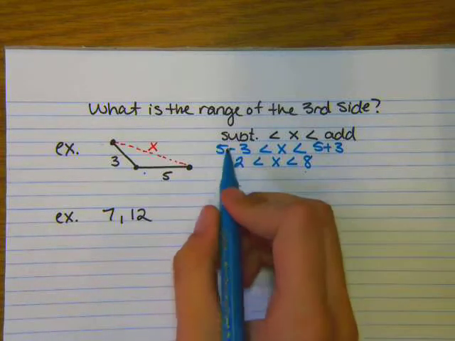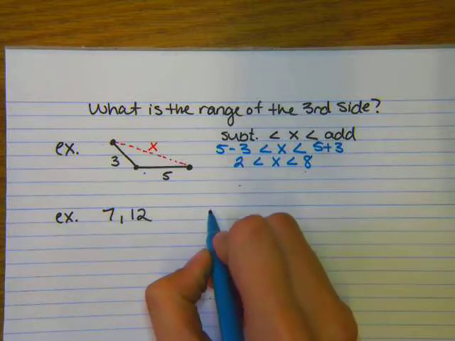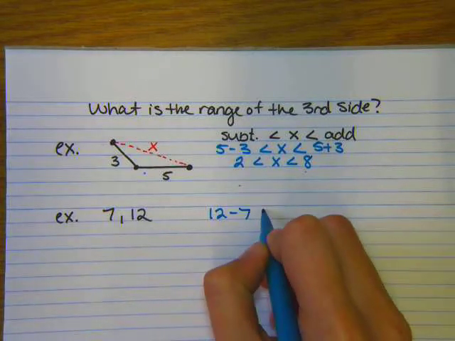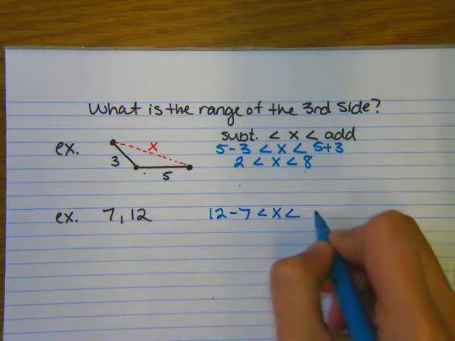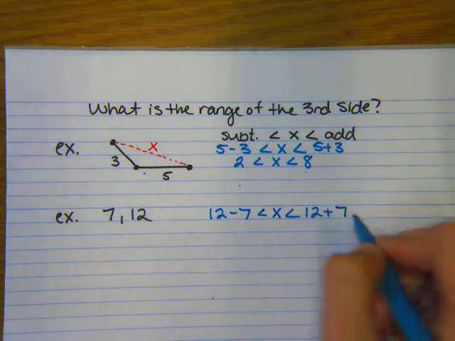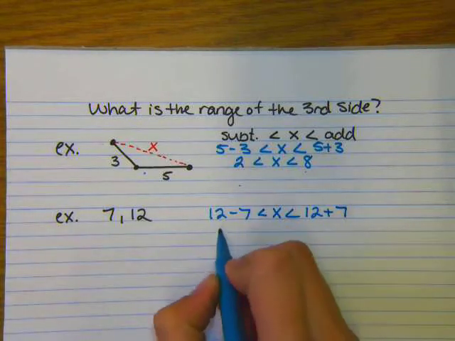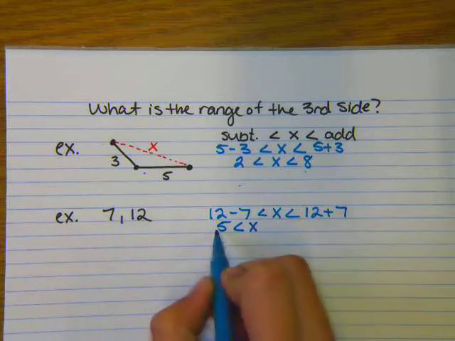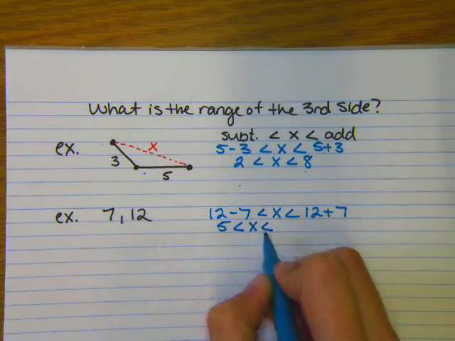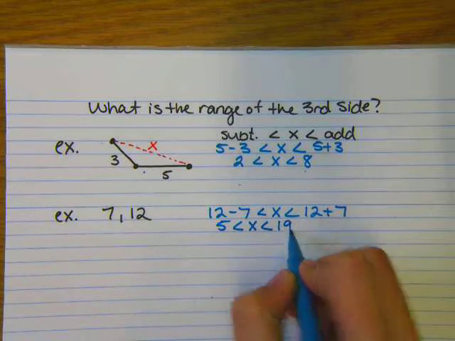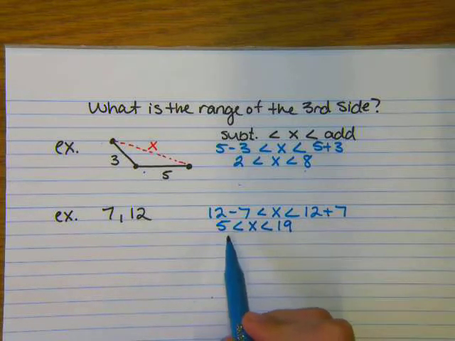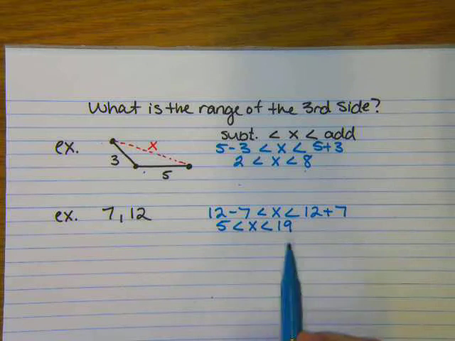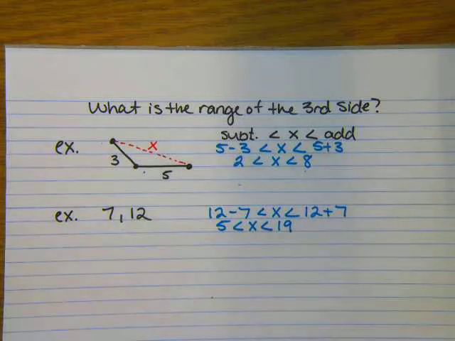Again, I want to subtract and add, so I'll have 12 minus 7 is less than x, is less than 12 plus 7. So 12 minus 7 is 5, so 5 is less than x, and x has to be less than 19. So somewhere between 5 and 19. Bigger than 5, smaller than 19. Those are my possible x values, my possible third side length.